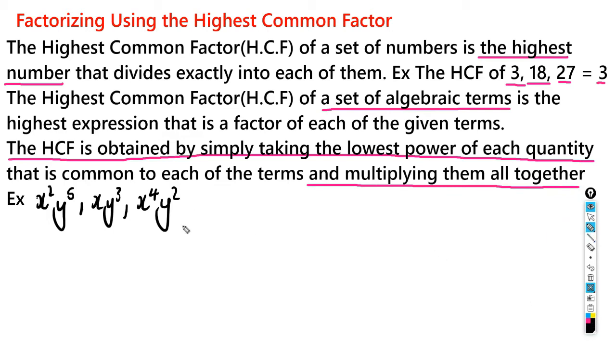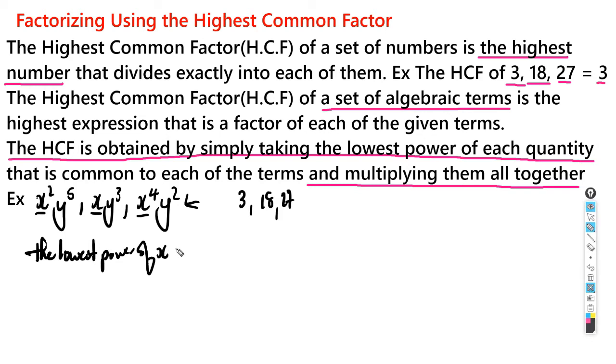Let's just look at a question right away. Instead of numbers like 3, 18, and 27, we would need to find the highest common factor of algebraic expressions like these. So in this case, we're going to do exactly what it says here. Take the lowest power of each quantity. So we're going to find the lowest power of x. In this case, the lowest power of x is equal to x, right? x to the 1, which is this one here.